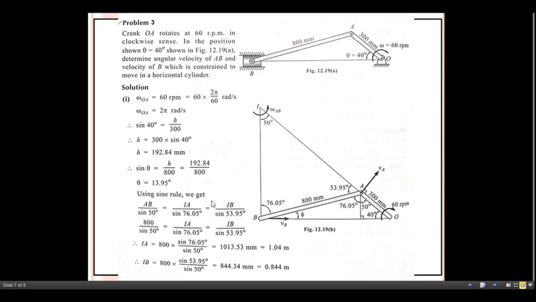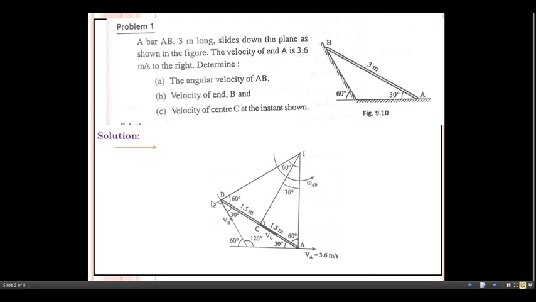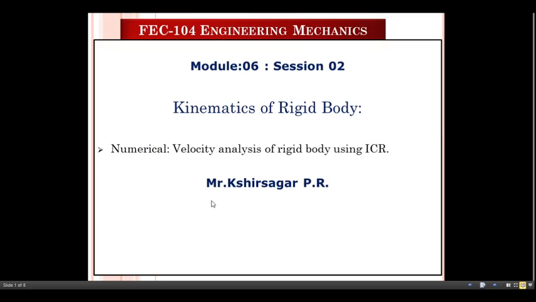Hope that the problems on the kinematics of a rigid body using the instantaneous center of rotation method are clear to you. Thank you.